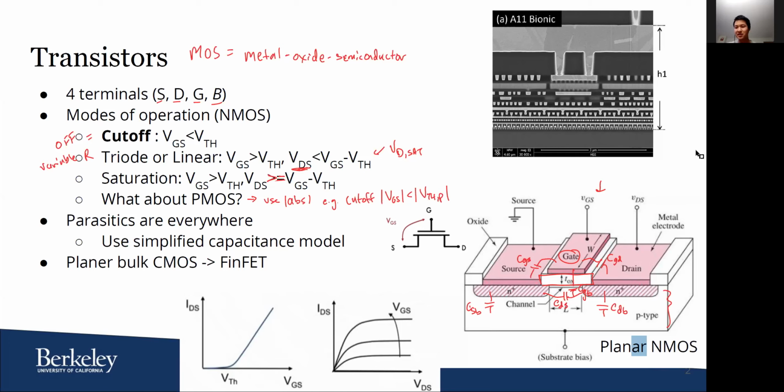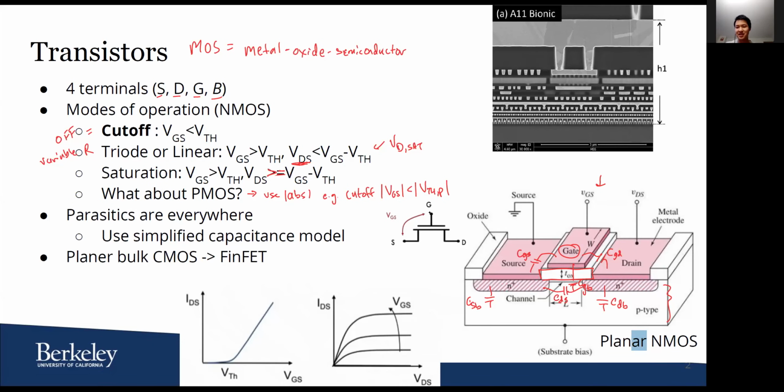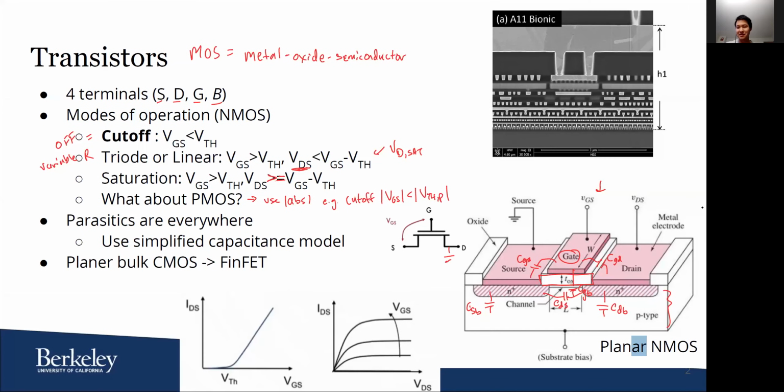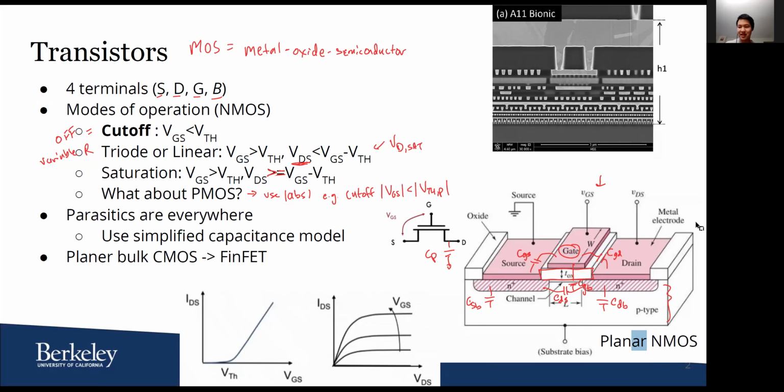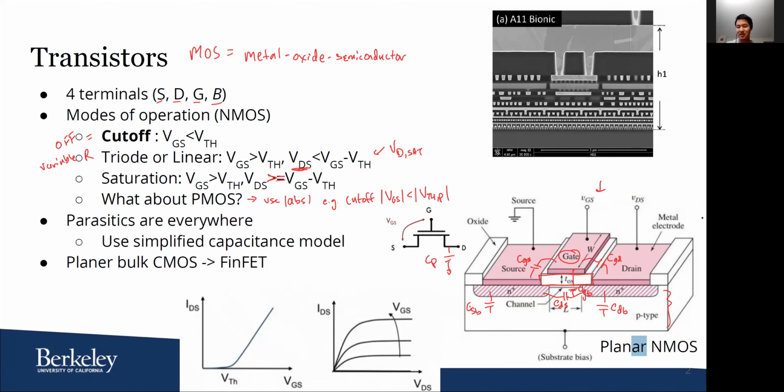So, for the purposes of the class, you don't really need to know about all these parasitic capacitances. For the most part, we're going to just think about a simplified capacitance model where you just have this VGS, right? And then you have some parasitic capacitance here. And then you have the input capacitance that you see equal to that predominant gate capacitance and the parasitic capacitance here. So you have a C in here.